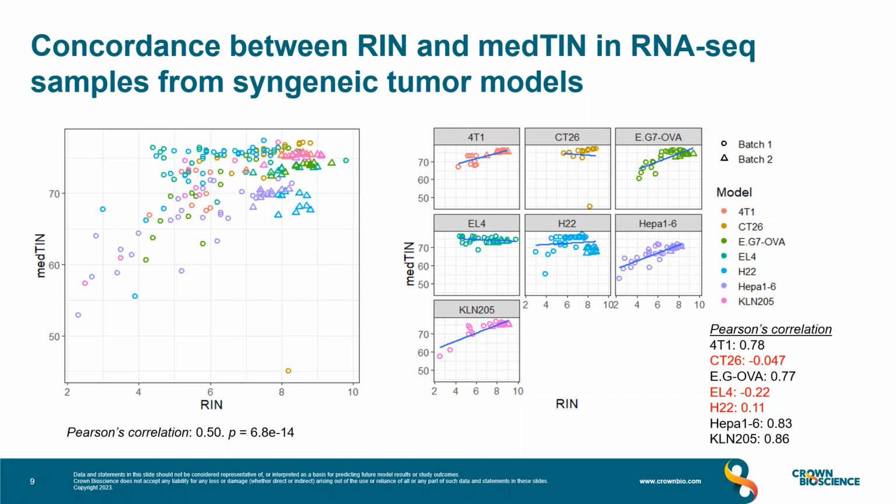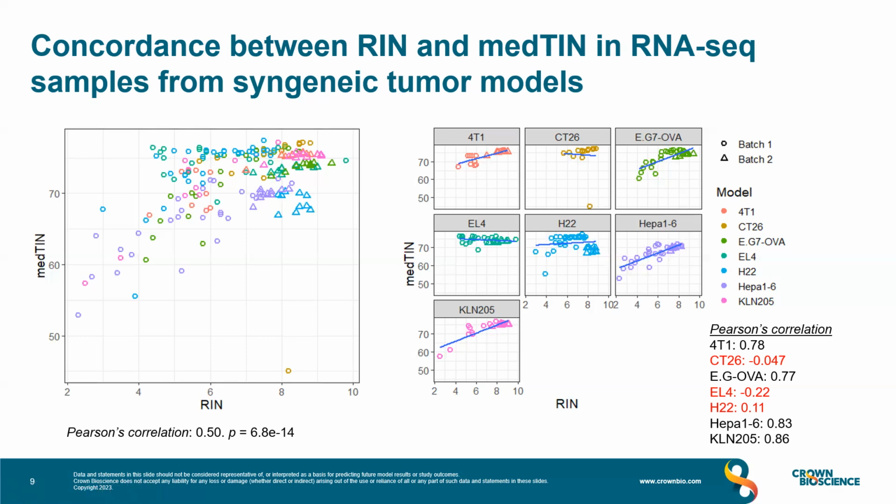But the same cannot be said for all model types, because for syngeneic models labeled in red, the correlation coefficients are close to 0. For such sample types, for example EL4, if we use a cutoff of RIN larger than 7, we run the risk of discarding samples with actually pretty high transcript integrity that is comparable to those samples that are retained. This would have created a huge waste if we were dealing with clinical samples that are hard to procure.